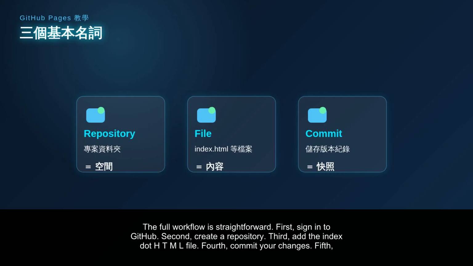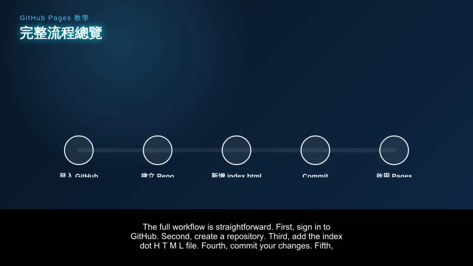The full workflow is straightforward. First, sign into GitHub. Second, create a repository. Third, add the index.html file. Fourth, commit your changes. Fifth, enable GitHub Pages and open the website address.